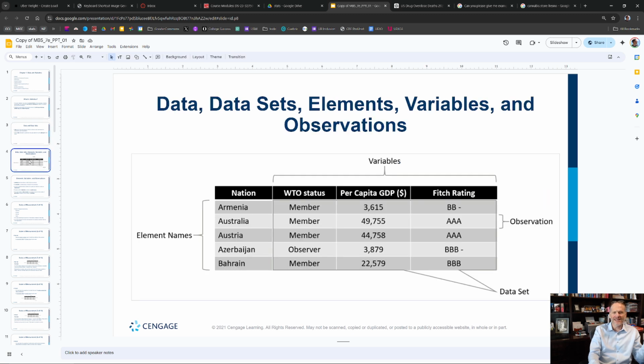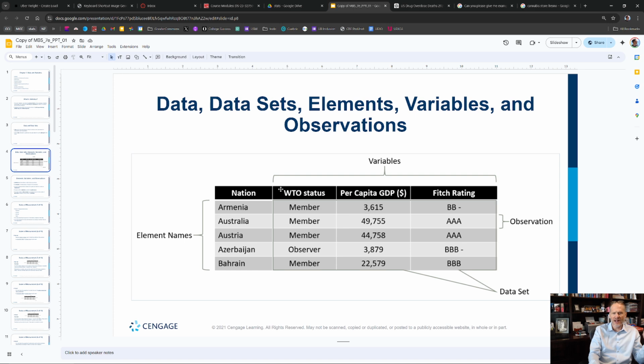So data sets, elements, variables, and observations. These are all vocabulary words. We've learned what data and data sets are, but we have some other things. So here's an element. Armenia is an element with all of its related data. Australia is an element with its related data. Austria, Azerbaijan, Bahrain, however you say these, I don't know, right? But these are all elements in a sample or in a study.